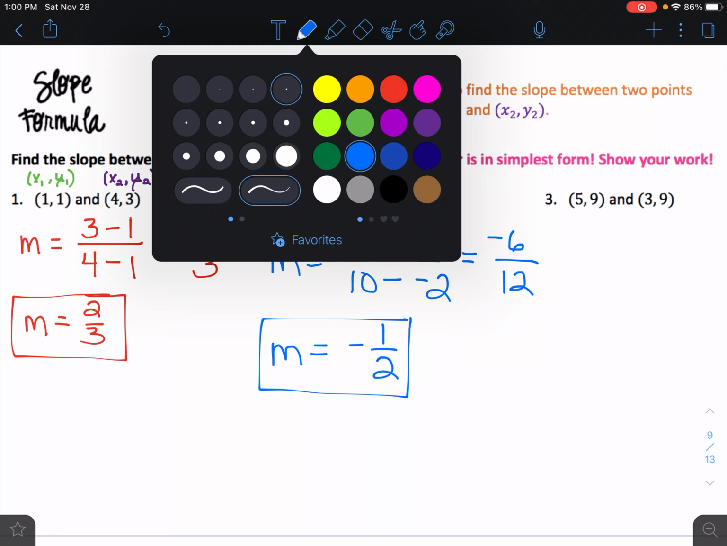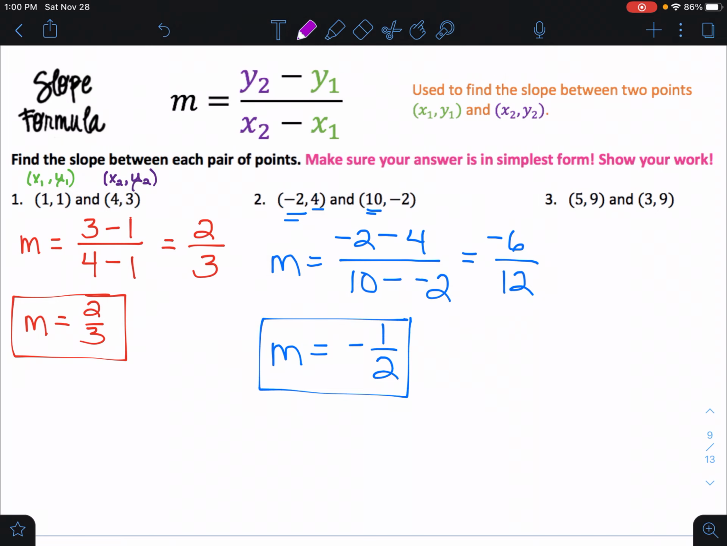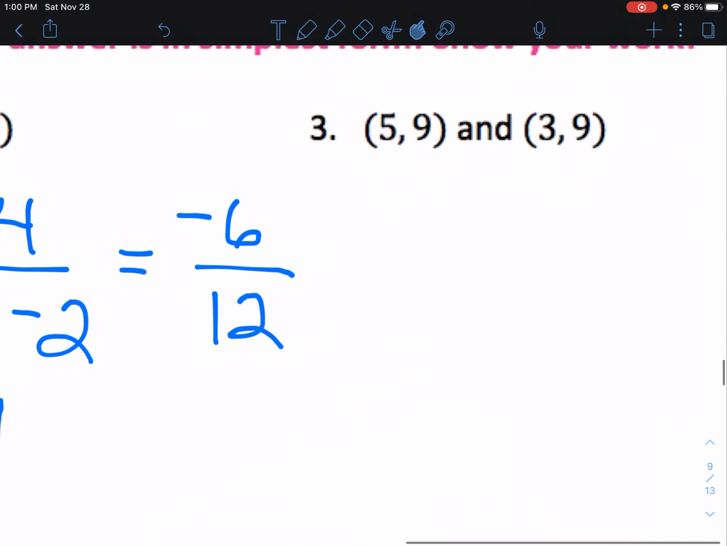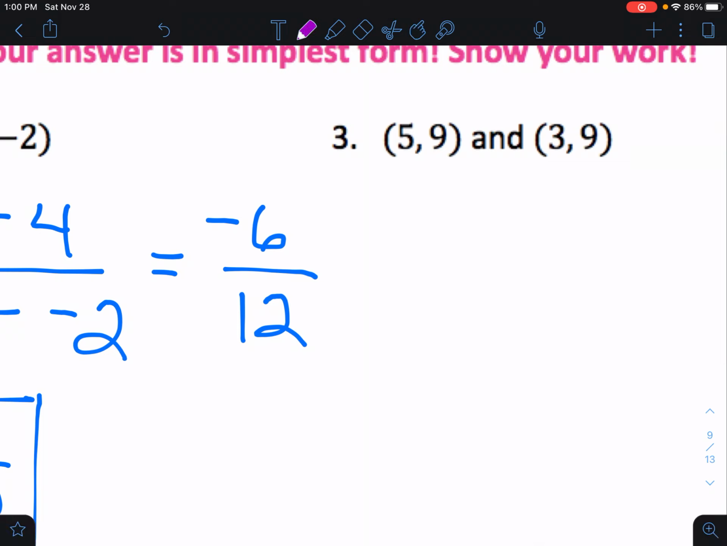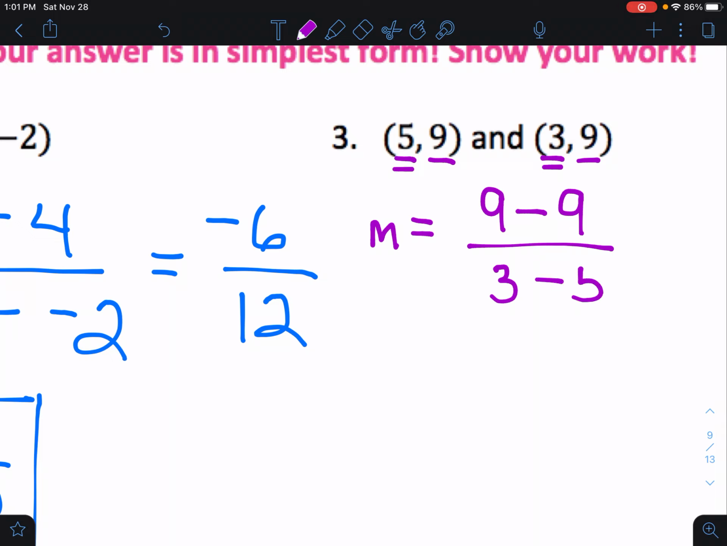Let's go to our next one here. Zoom in a little bit here. Okay, so y2 is 9 minus y1, also 9, over x2, 3 minus x1, 5. Okay, so here, what do we get? 9 minus 9, 0. 3 minus 5 is -2. Okay, again, if you're not sure, type it into your calculator.